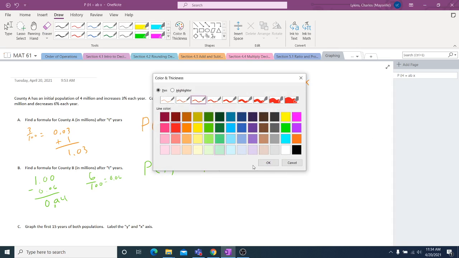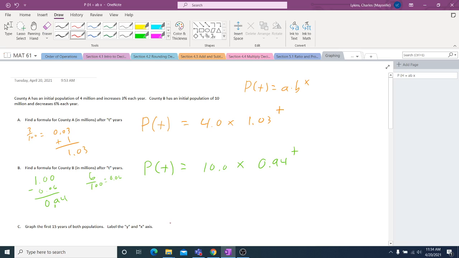Now, I want you to look at your graphing calculator, and I want you to see your y equals at the very top. So when you hit y equals, you're going to see y1, y2, and a bunch of them, but we're going to just use y1 and y2. And all I'm going to do for y1 is put 4.0 times 1.03. Now this time it's going to be raised to the x because our calculator does not read the t. The second one is going to be 10.0 times 0.94 to the x.